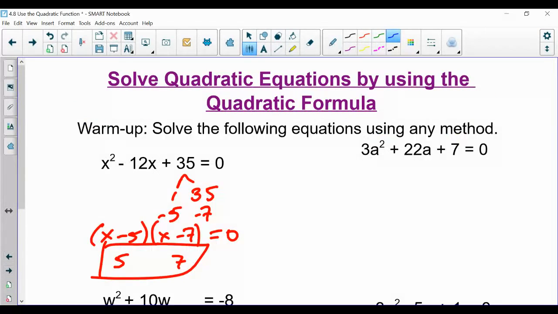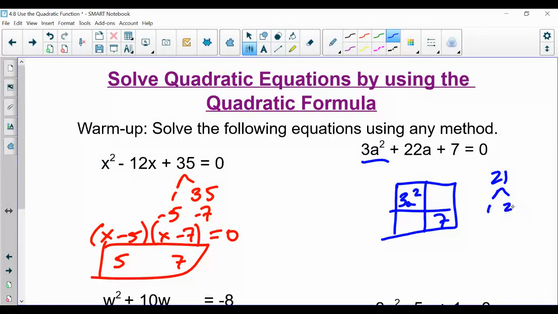I'll show you how. The box method, you make this little box, and this term goes in the first box, 3a squared, and 7 goes in the last box. And you multiply these two numbers here, and you write the product, which is 3 times 7 is 21. You write the product on the outside. Now you list the factors of 21. You would end up with 1 and 21, and 3 and 7, and that's it.